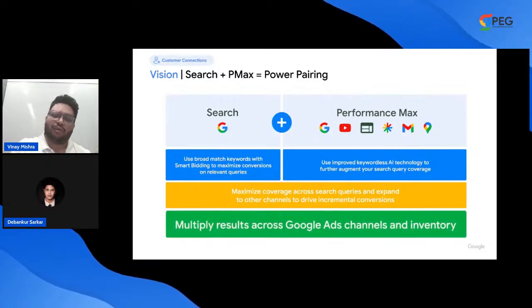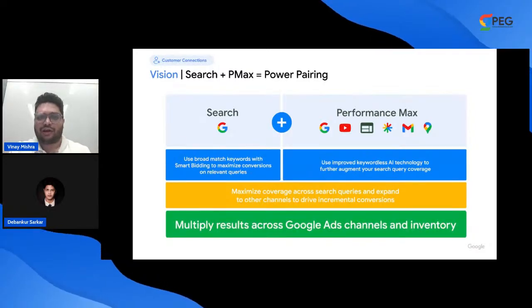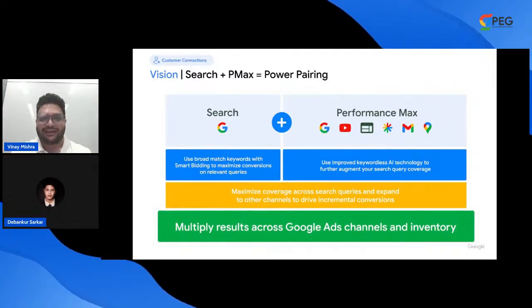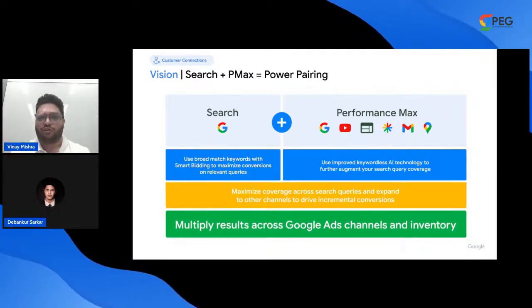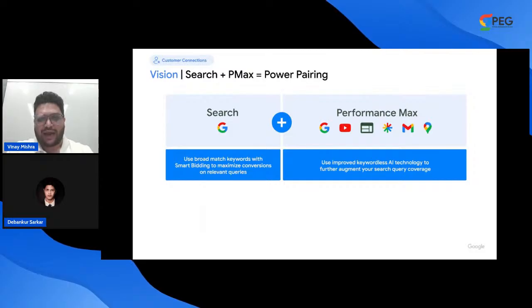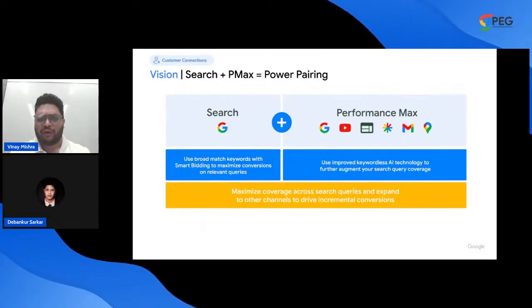When we're talking about Performance Max campaigns, on the other hand, they leverage advanced AI technology to automatically optimize your ads across multiple Google channels, including Search, YouTube, Discover, Gmail, and Maps. This means your ads can appear in various formats such as text, images, videos, and more.